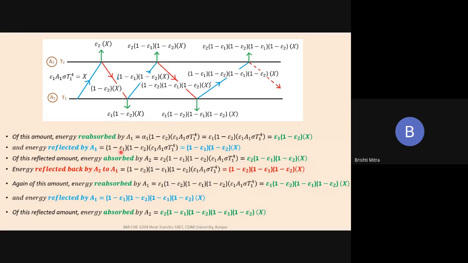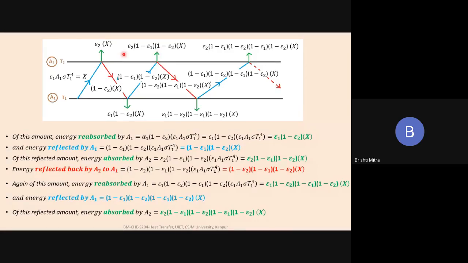So the part that is reflected is now 1 minus epsilon 1 into 1 minus epsilon 2 into x, which is essentially epsilon 1 A1 sigma T1 to the power 4. So this is where I have come. I have come till this part. This is the part that is reflected from plate 1 and it goes back to plate 2.